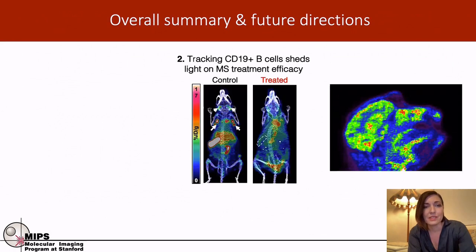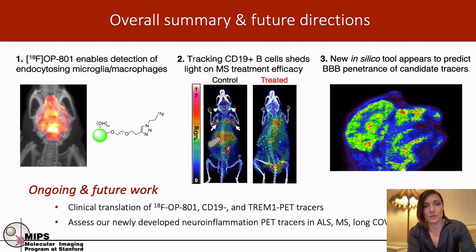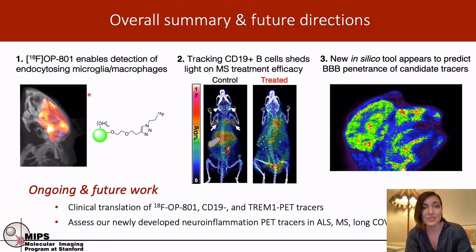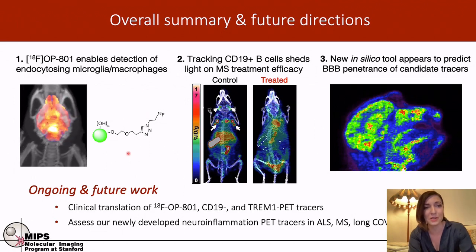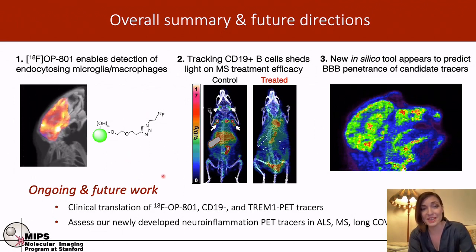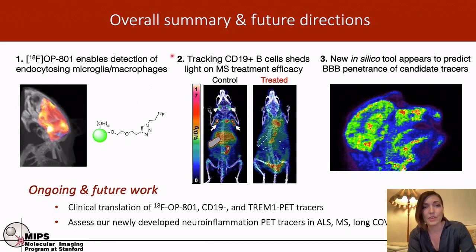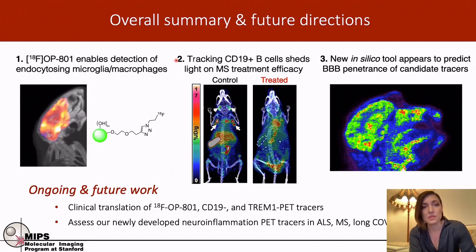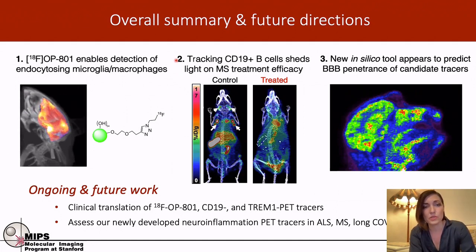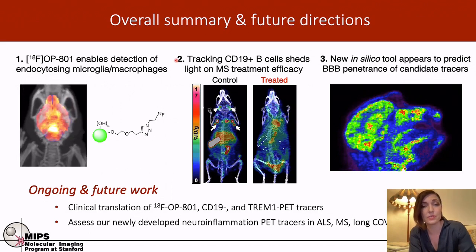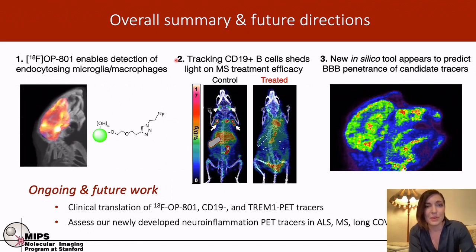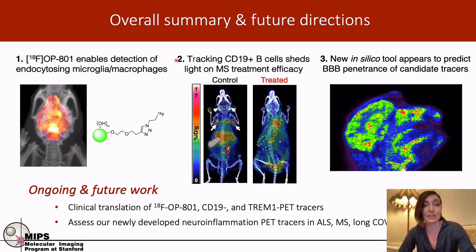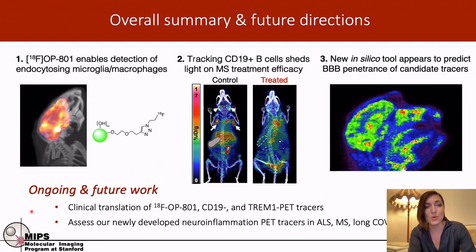So in summary, this is what I've talked to you about today. We have a new imaging agent for microglia and macrophages that's a dendrimer that we're putting into people this year, so stay tuned for that. We have a very promising way of tracking CD19 positive B cells in MS that we're hopefully going to be doing more therapy monitoring studies for in the near future. And we have this new in silico tool that appears to be able to predict BBB penetrance for candidate tracers. And so we're going to be doing a lot more work this year.